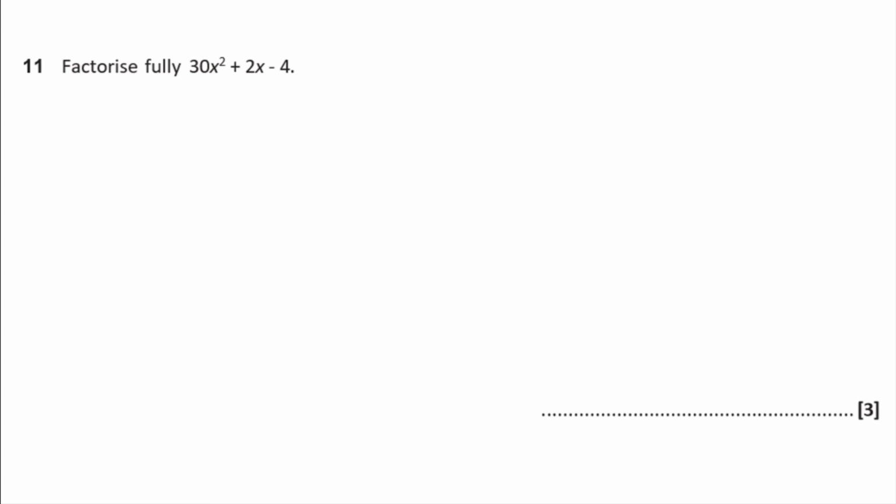Question 11, factorise fully 30x squared plus 2x minus 4. Okay, so it's going to hopefully go into a couple of brackets, but to make things simpler, I noticed that everything is even here. So just to make the numbers smaller and therefore the number of possible factors smaller, I'm going to factorise out 2 first out of everything. That's going to give me 2 lots of 15x squared plus x minus 2. Okay, that makes it a little bit more simple.